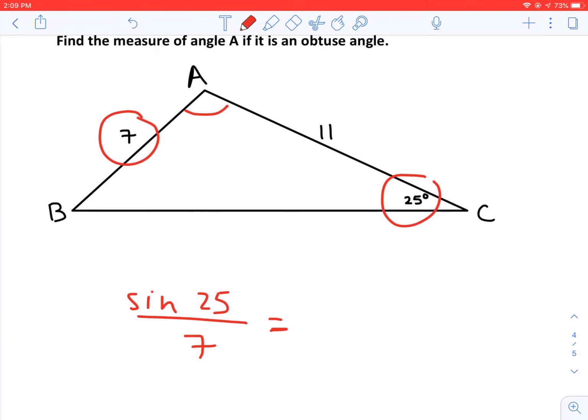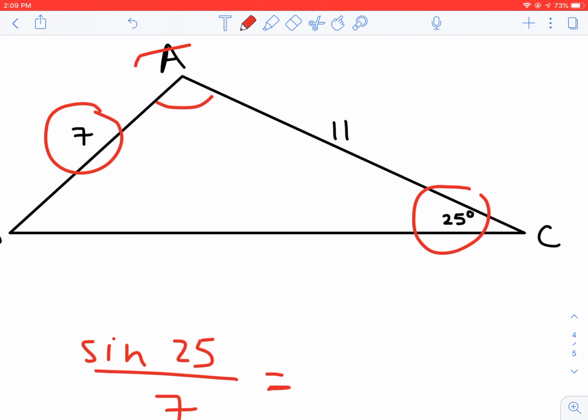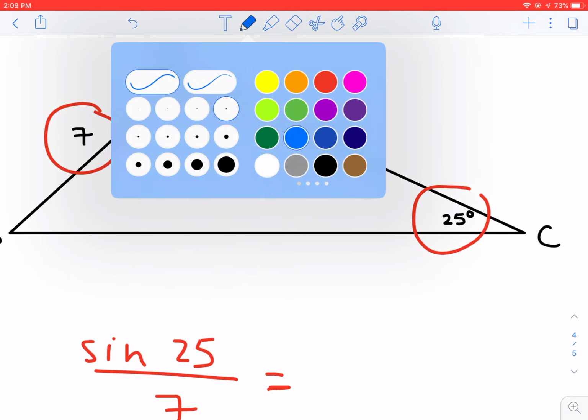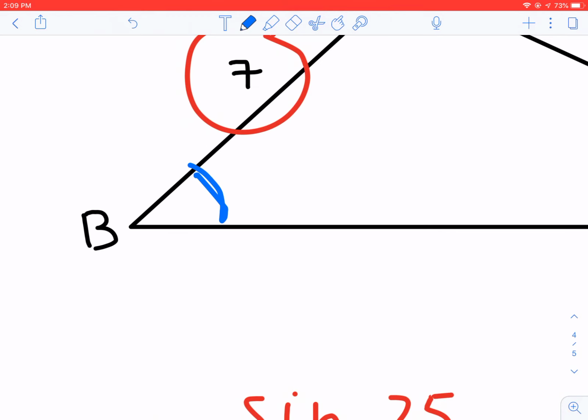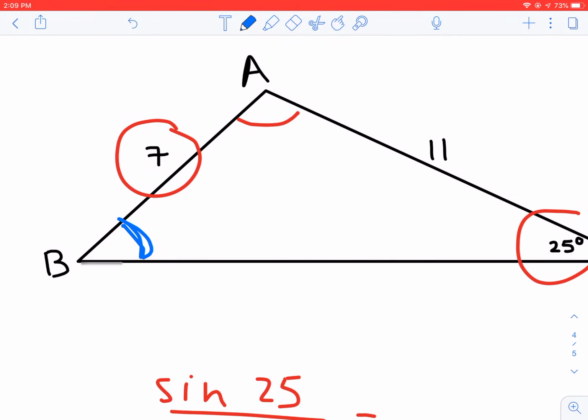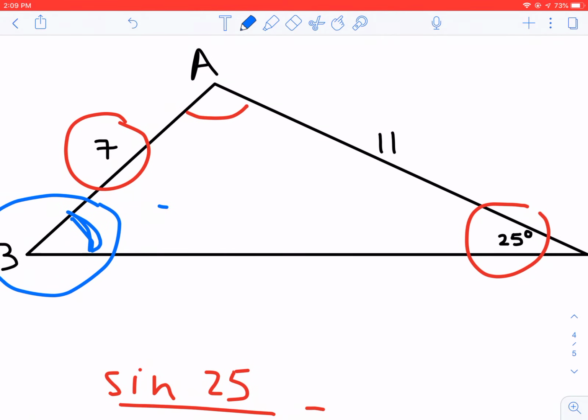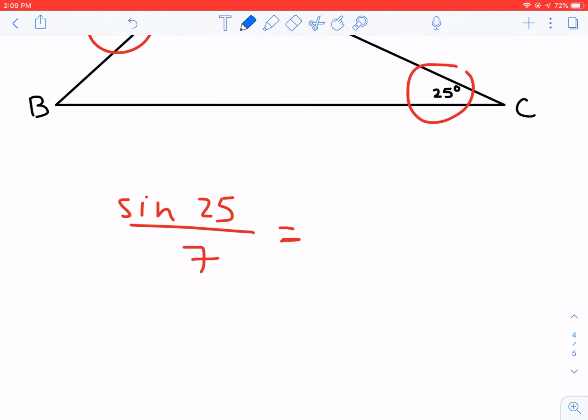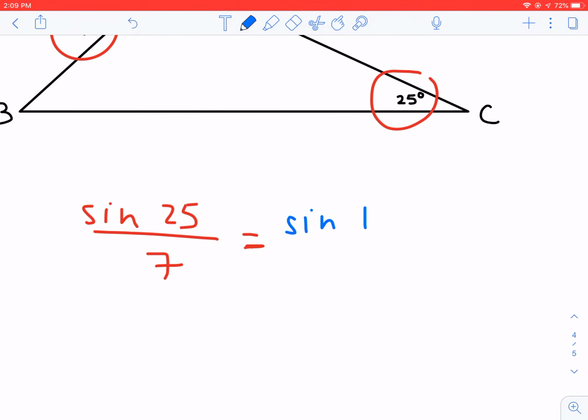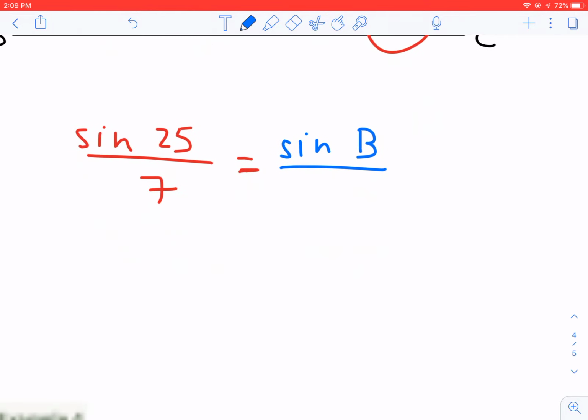well, I'm looking for the measure of angle A, but I do not know the side opposite of it, and I also cannot solve for this side, right? So if I want to use law of sines, well, I could find this angle. I could find the measure of angle B, right, because I have its opposite side. And if I know the measure of angle B, then I can find the measure of angle A because all the angles add up to 180. So I can say the sine of angle B over 11.